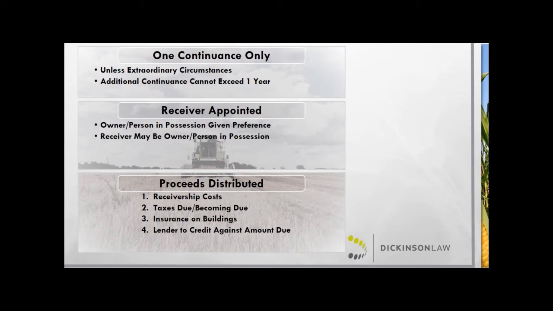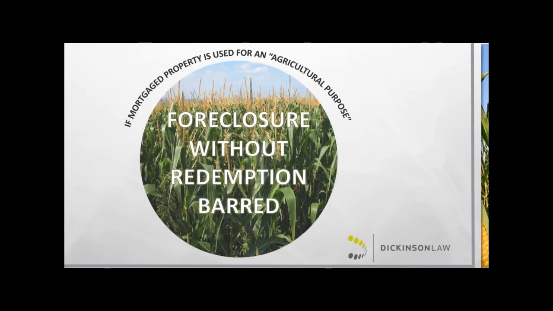You only get one continuance except for extraordinary circumstances. Typically, it's not going to exceed a year. And the order would appoint a receiver, which is again going to have certain proceeds dictated. And one of our last limitations upon the lender: you're never going to be able to foreclose without redemption. You always have the right to redeem if you have a foreclosure of land that's used for an agricultural purpose.